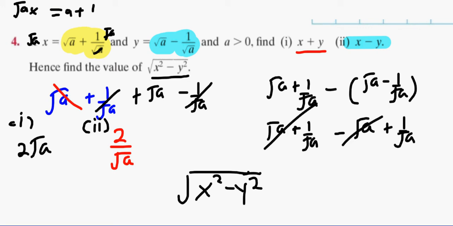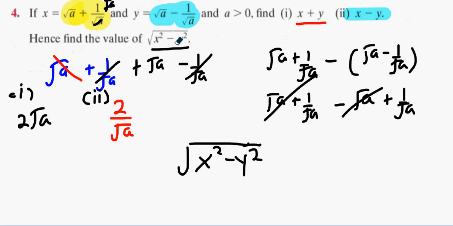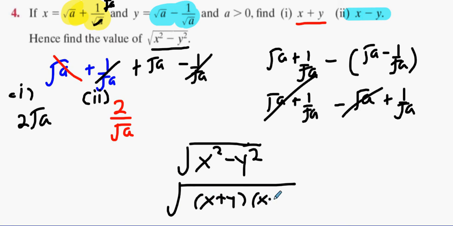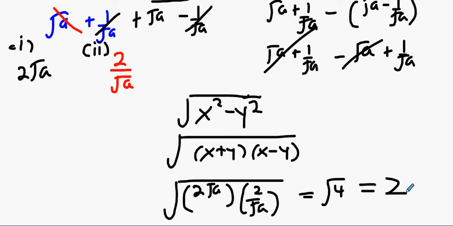Okay? So, let's move on here. Lads, is there anything in parts 1 and 2 that will lead you into how to do that one there? The difference of two squares, exactly. X plus Y, X minus Y. And then what you get here, lads? Pretty handy. 2 root A, and then the other part's going to be 2 over root A, and your answer is going to be root 4, which is 2. We all good? Alright.